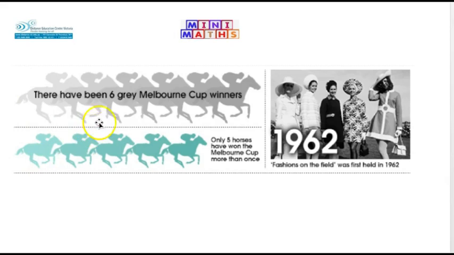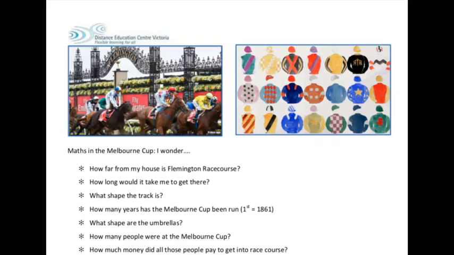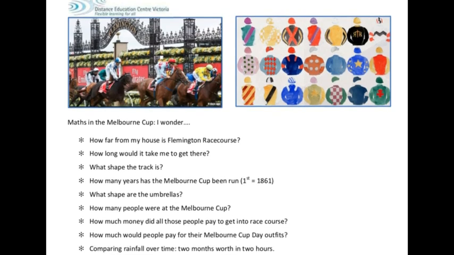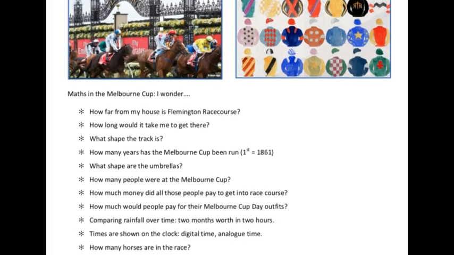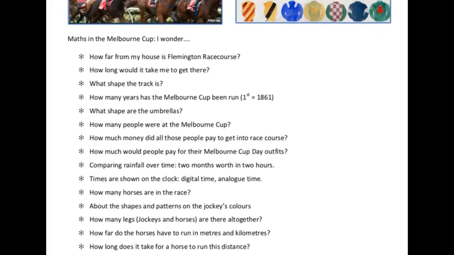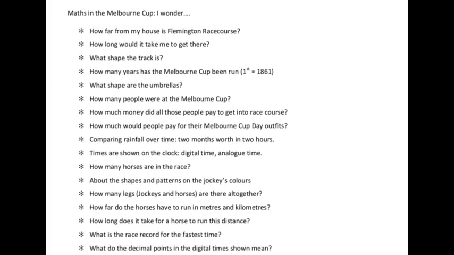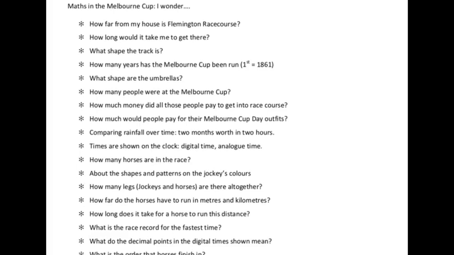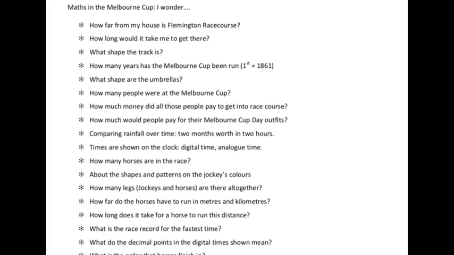And finally, some more statistics about how many grey horses have won the Melbourne Cup and how many win more than once. But if you look at these fashions of the field from 1962, look at the geometric patterns on the outfits. And finally, look at this amazing list of wonderings of I wonder what people have come up with for the Melbourne Cup. And each of those I wonder statements can be answered with mathematics.